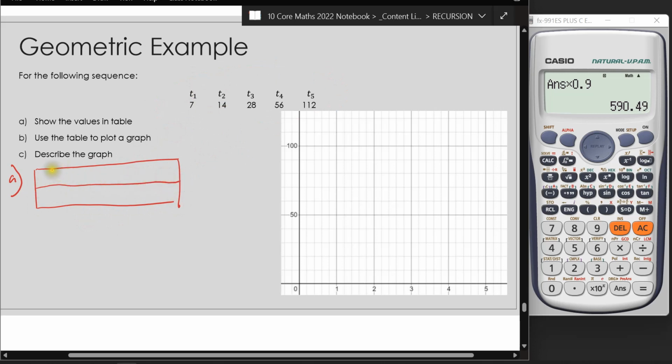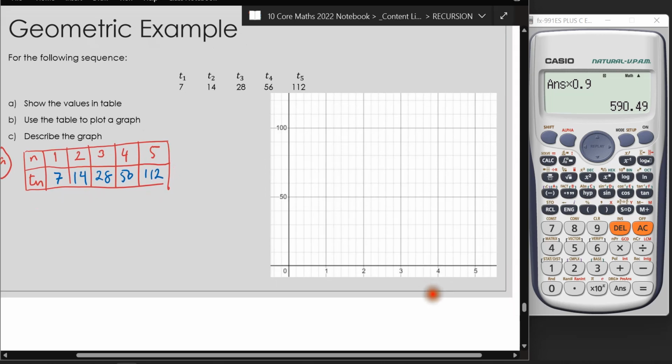Okay, and we've got 5 values there. Up here on the top is your n, which is the term number, and tn is the term value. So let's put the numbers in. So you've got number 1, 2, 3, 4, 5, and the term value. So the first term is 7, second term is 14, 28 for the third term, 56, and 112 for the fifth term. Okay, cool. Now we're going to use the table to plot the graph.